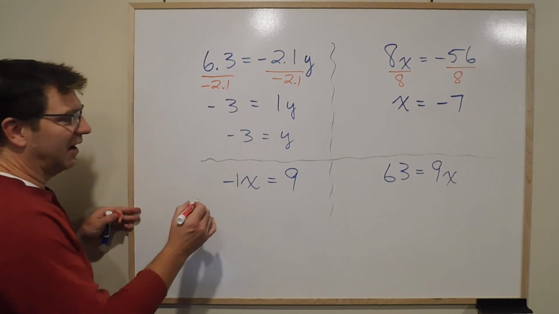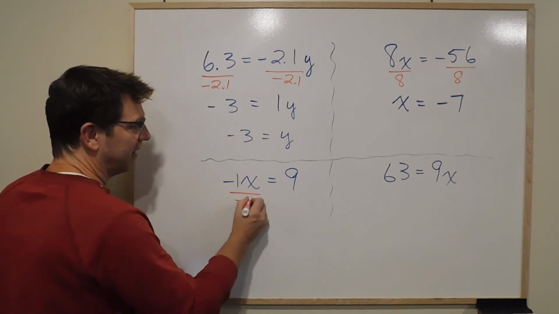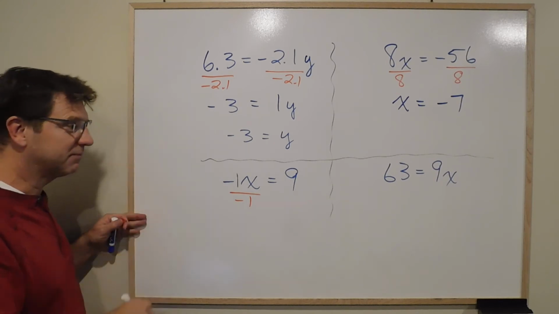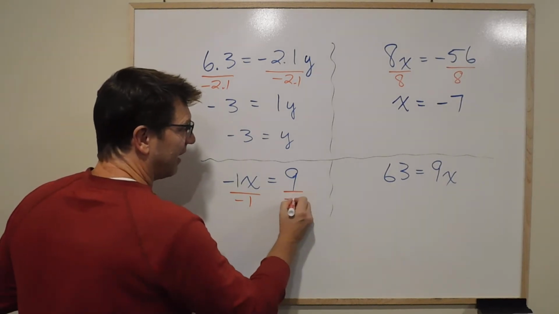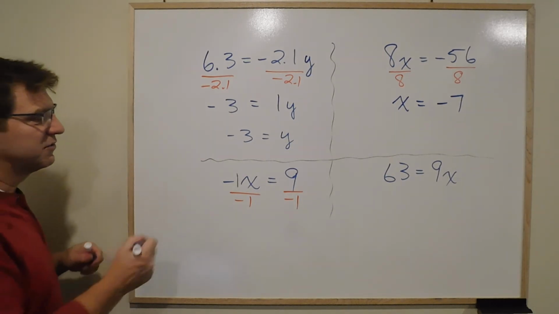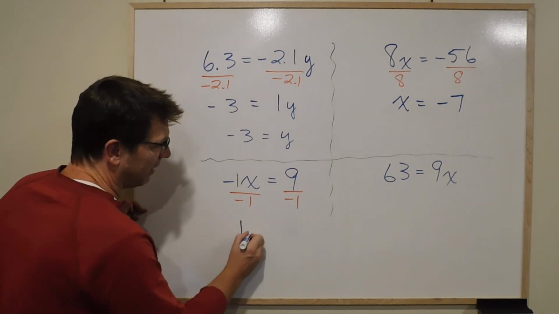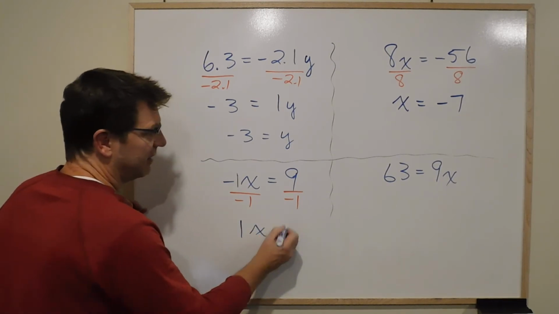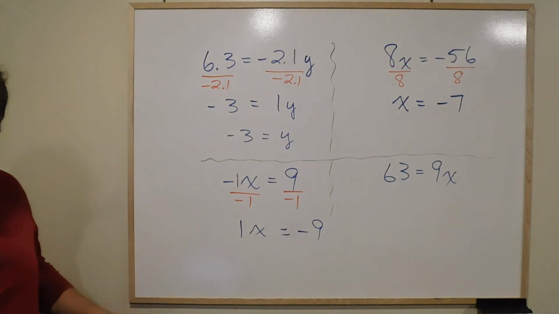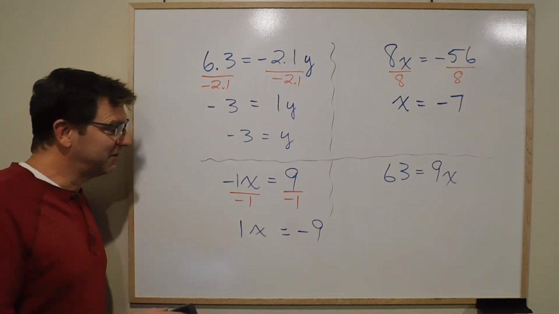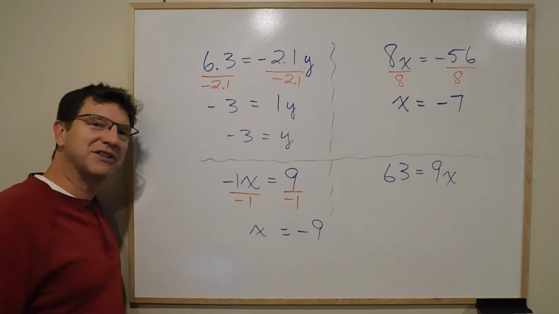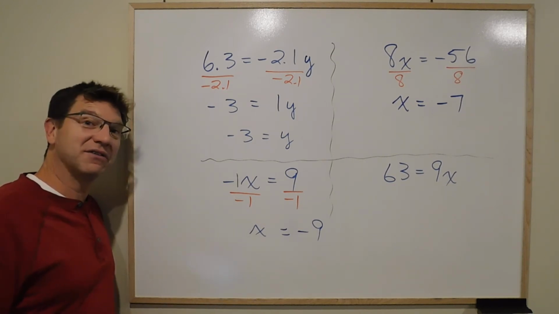Well, that means I need to divide by negative 1, because negative 1 divided by negative 1 is 1. And then here on the other side, to maintain that balance, I need to divide by negative 1. So negative 1x divided by negative 1 is 1x. 9 divided by negative 1 is negative 9. So 1x equals negative 9. But us lazy mathematicians, we do not bother with the 1. So you'll see x equals negative 9 as your answer.